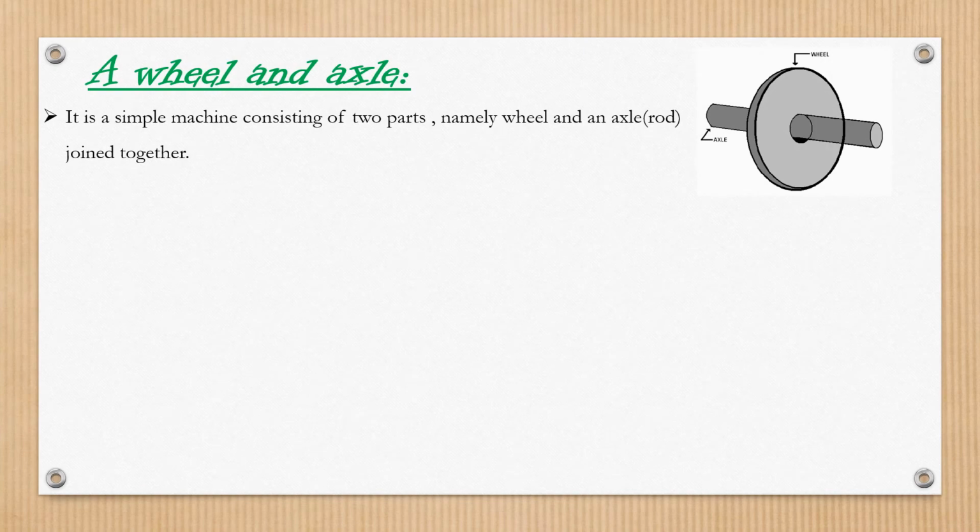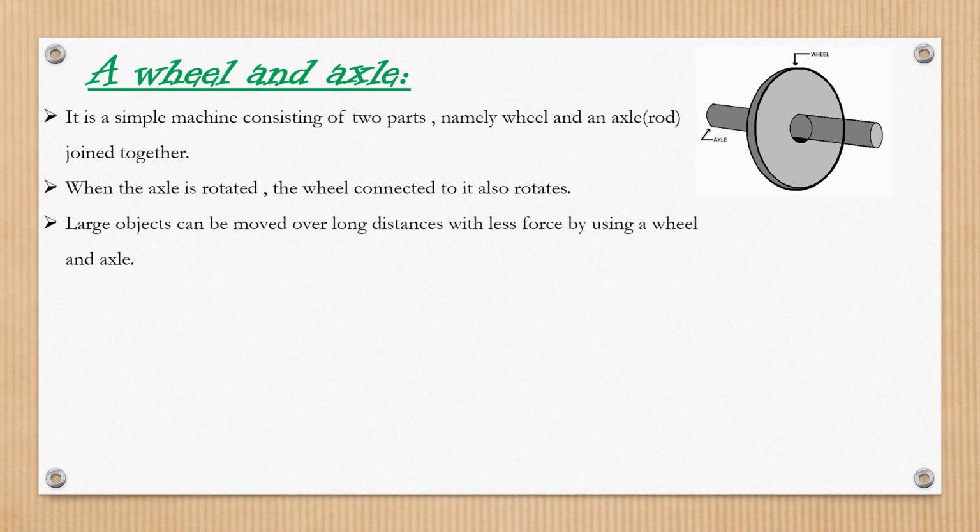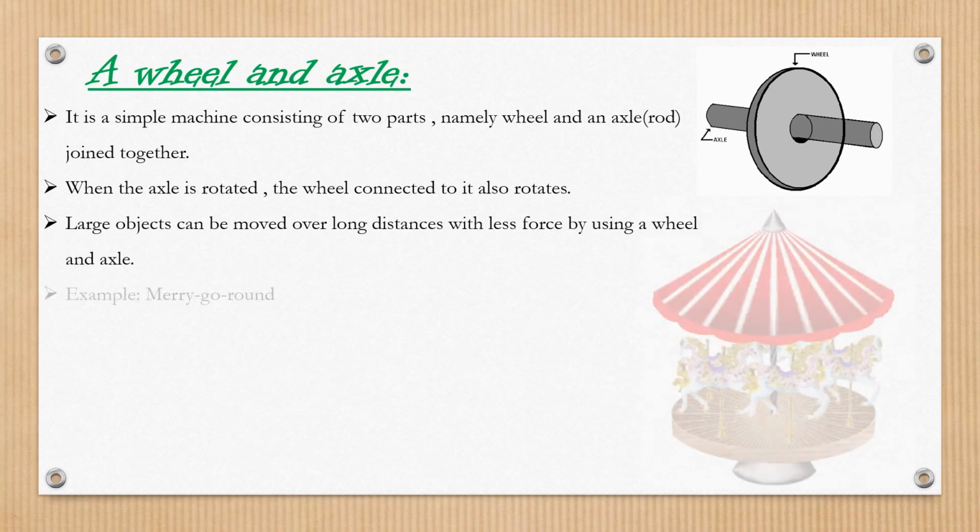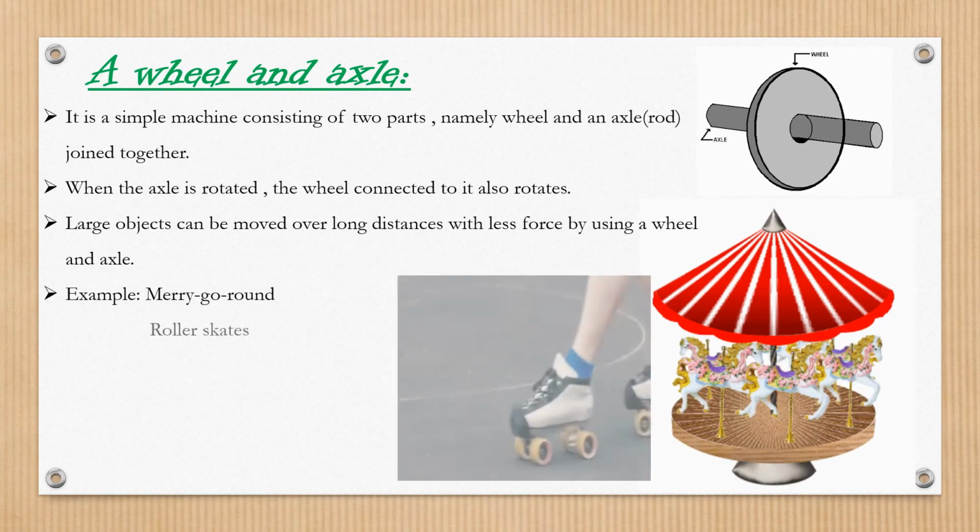Now students, let's learn about a wheel and axle. It is a simple machine consisting of two parts, namely a wheel and an axle, that is a rod, which are joined together. When the axle is rotated, the wheel connected to it also rotates. Large objects can be moved over long distances with less force by using a wheel and axle. For example, merry-go-round and roller skates.